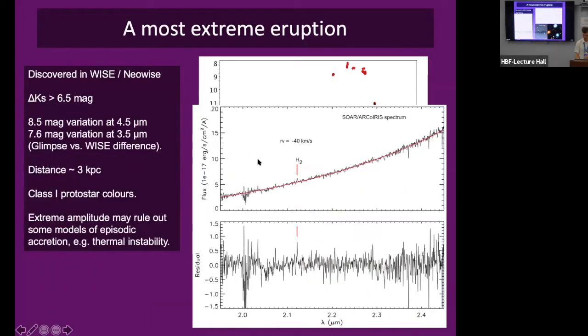We got a spectrum recently from SOAR, or in fact, the director, and it shows a molecular hydrogen emission line to confirm it's a YSO. But there's no other traces of outbursts left because it's faded away, unfortunately.